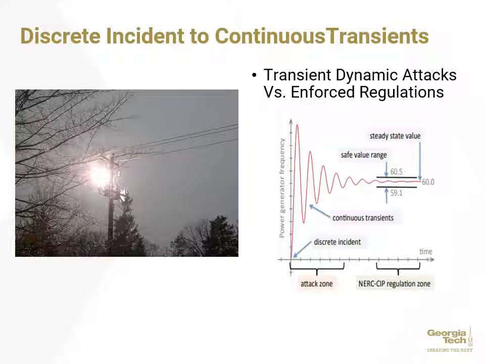So if you see here, it's the transient dynamic attacks versus enforced regulations. What this paper has described is that the enforced regulations, the NERC regulations, don't take into account the transient dynamic attacks that happen. They only monitor the steady state of the system. The existing contingency analysis algorithms do steady state analysis. Here in the discrete incident is the attack zone, where they increase the power generator frequency, and you can see there are continuous transients. This is where the attack can be introduced, and that is where the NERC regulation zone doesn't come into play.